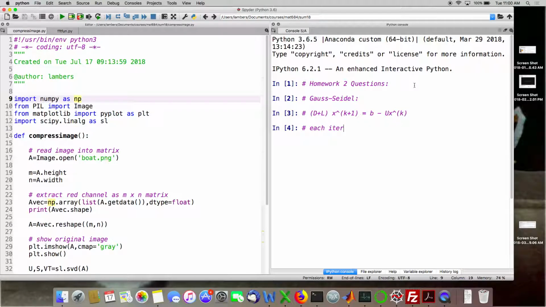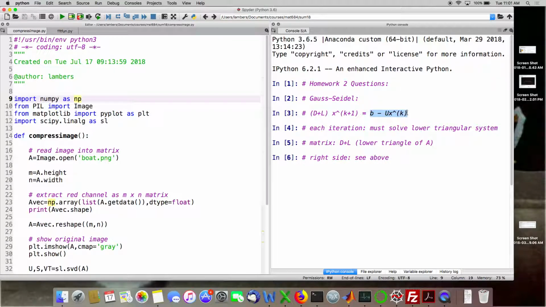So every iteration, let's solve a lower triangular system. So the matrix in question, like you said, is the D plus L, so the lower triangle of A. And then the right side is that entire vector. So that's playing the role of, like, you're solving Ly equals b, for instance. That whole vector is your b.